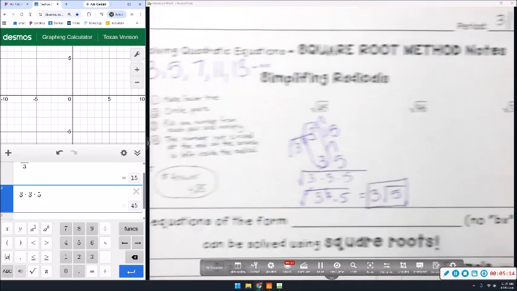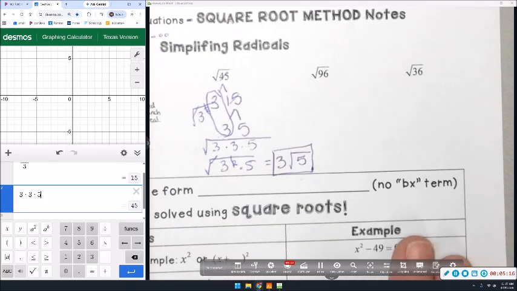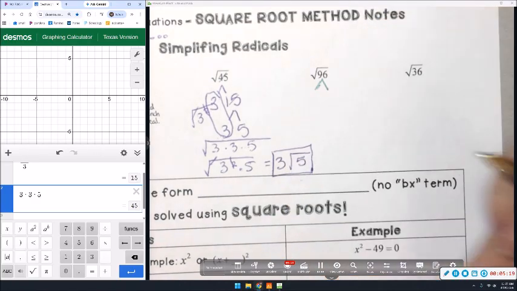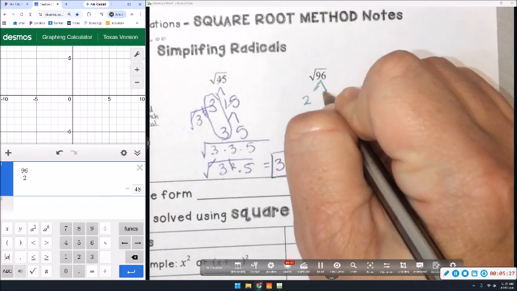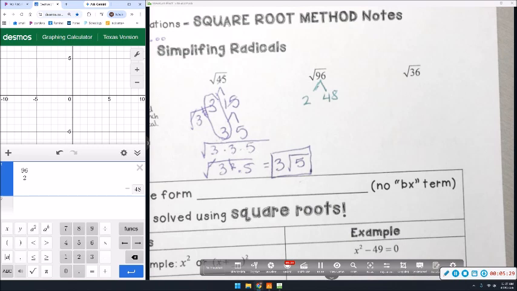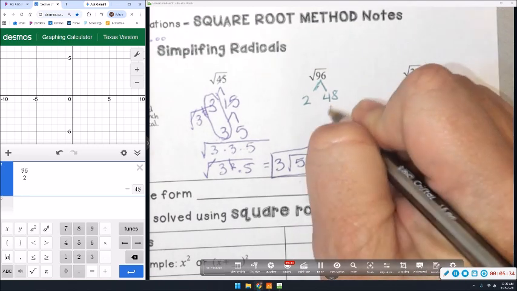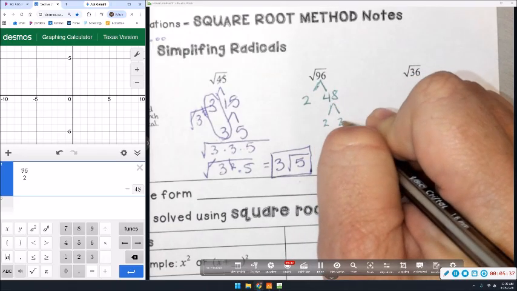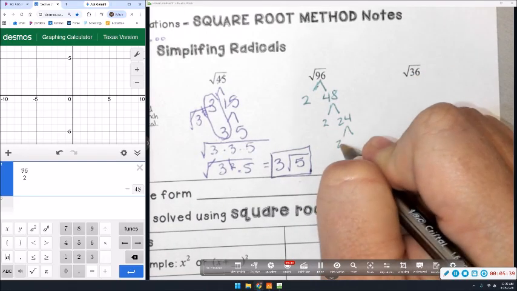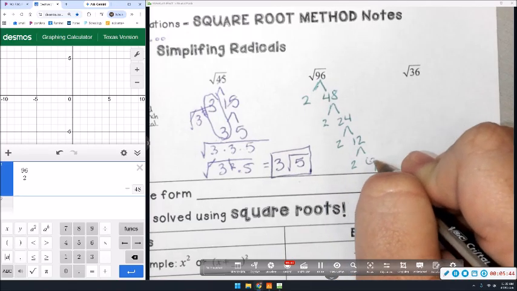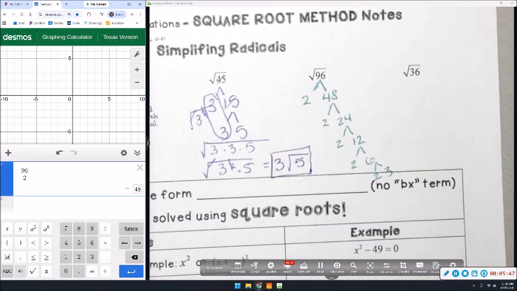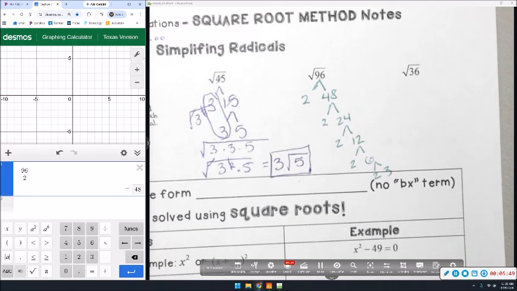So our next one is 96. Okay, and again, I'm going to start with my smallest prime number. I know 2 goes into 96, but I don't know how many times. So 2 goes into 96 48 times. Does 2 go into 48? Because I'm going to stick with the same prime number over and over. Yeah. 2 goes into 48, and I'm just going to cut it in half, so 24 times. 2 goes into 24 12 times. 2 goes into 12 6 times. 2 goes into 6 3 times. And 3 is prime, so I'm done.